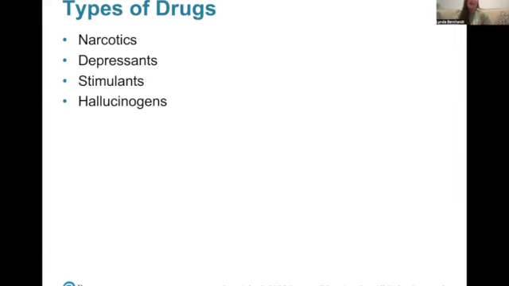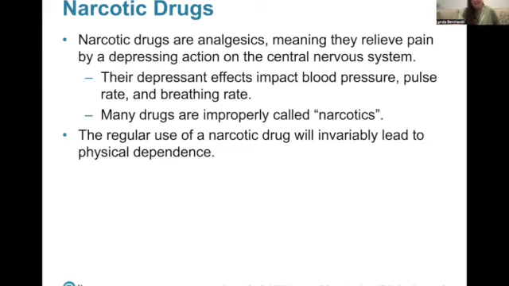All right, types of drugs: narcotics, depressants, stimulants, and hallucinogens. Narcotics, we've all heard of these. Most of us, I would hesitate to say, when you hear about a narcotic drug, you're thinking hospital. And that's not wrong. These affect your blood pressure, your pulse rate, your breathing rate. These are highly, highly, highly addictive.